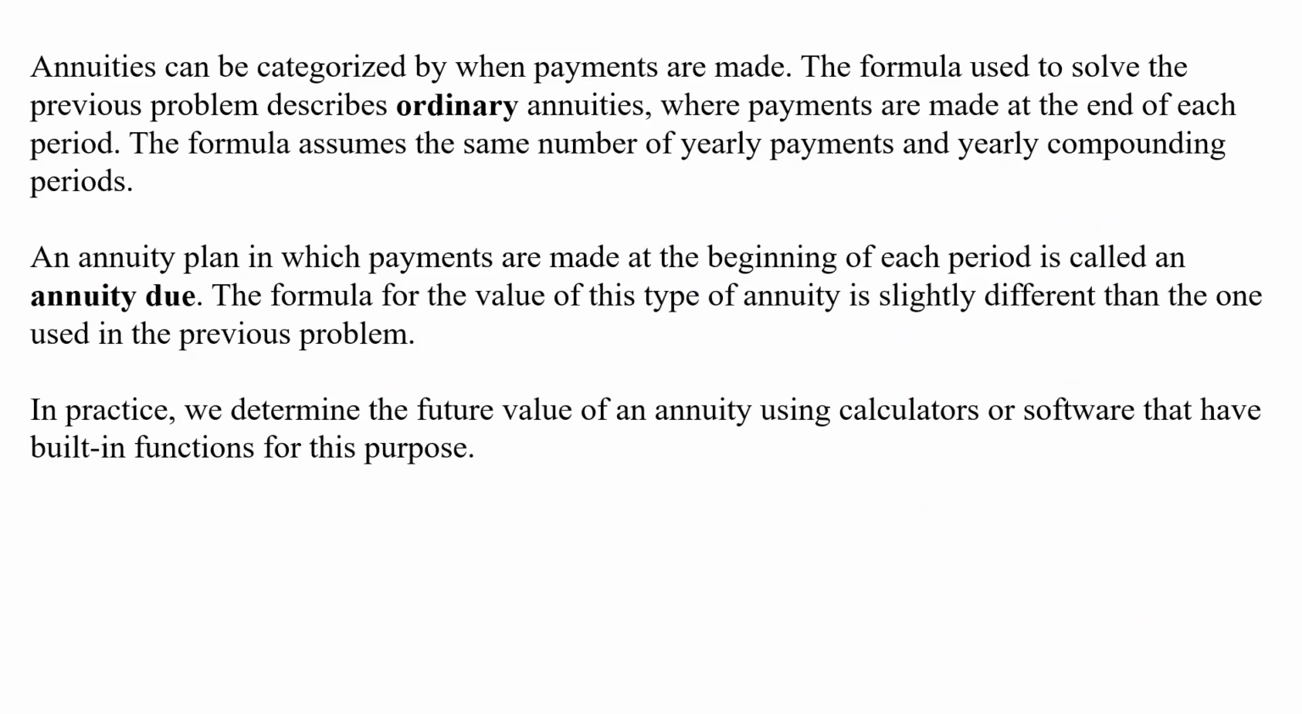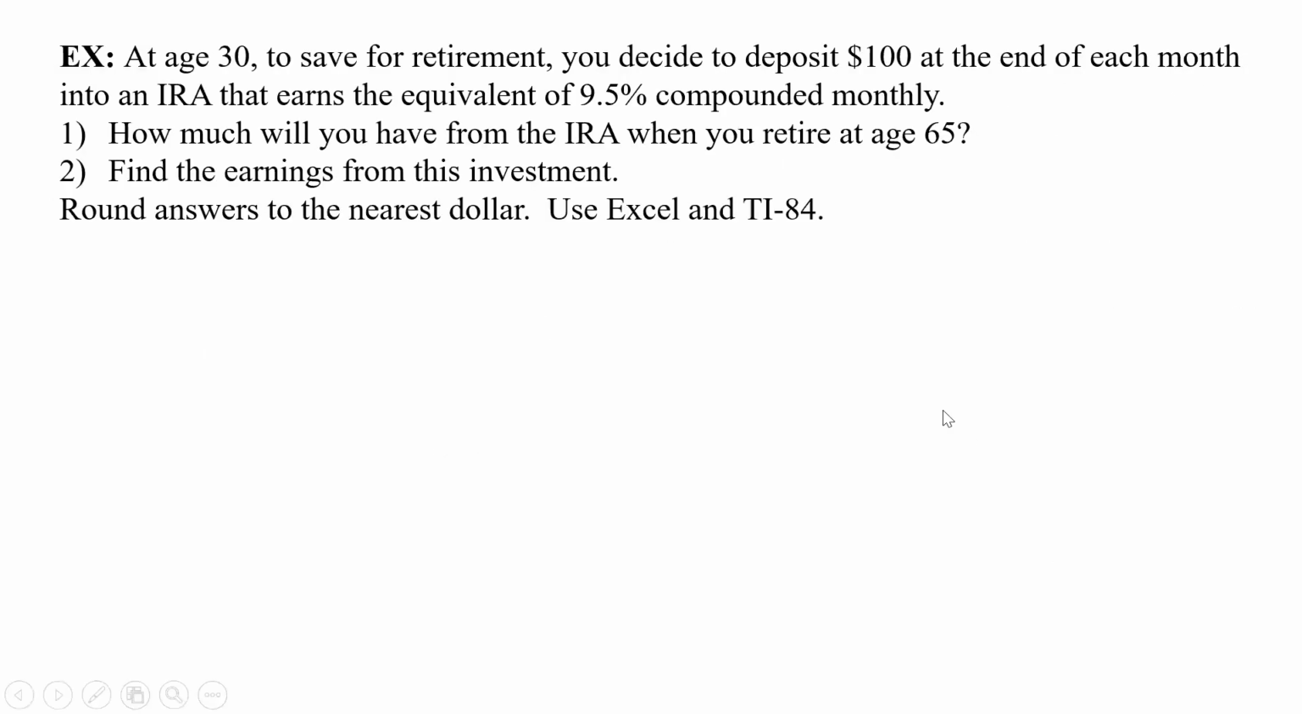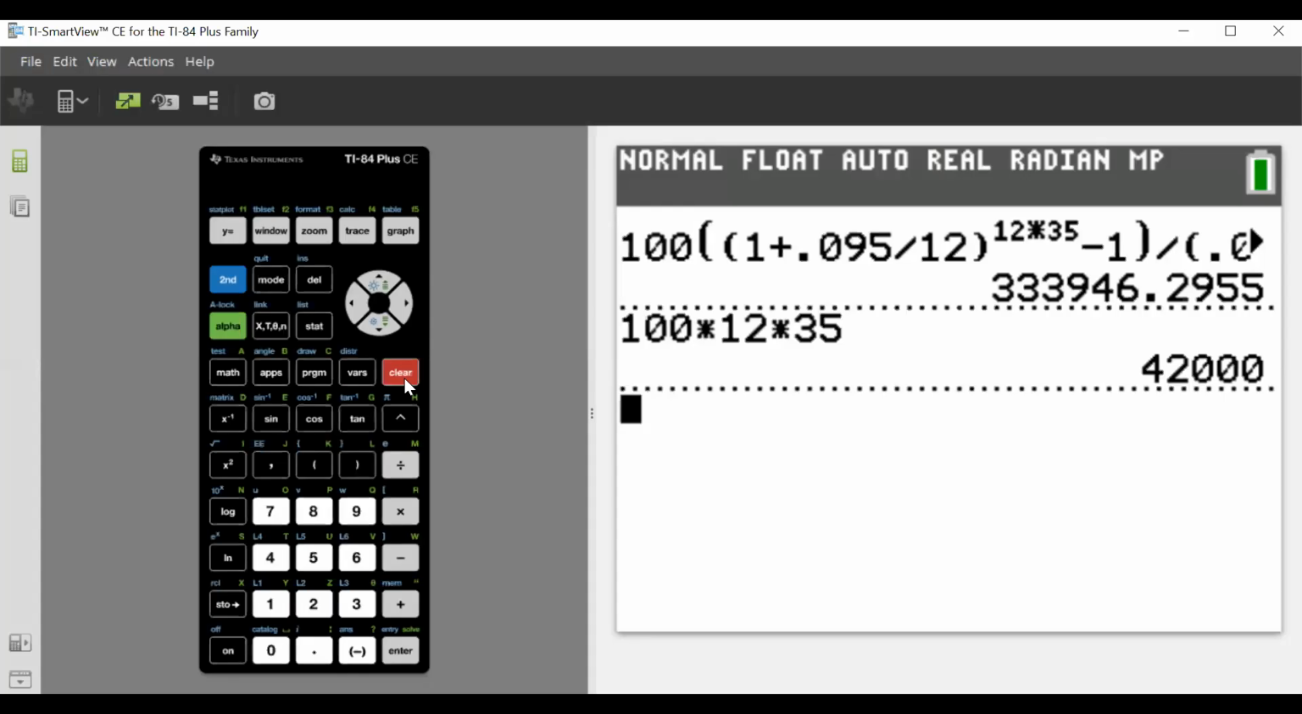In practice, we determine the future value of an annuity using calculators or software that have built-in functions for this purpose. So what we're going to do is the same calculation with our calculator and also using Excel. Same problem we just did; we already know the answer, so now we're going to see if we can get the right answer. Let's go to our calculator and clear everything out.